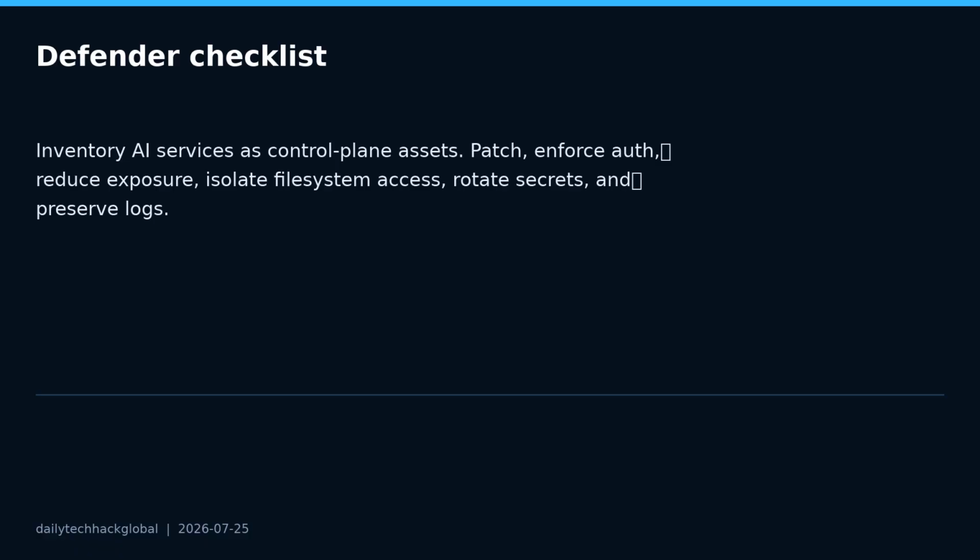AI and data tooling often connects files, tokens, search, plugins, notebooks, and cloud identity. Inventory them like production control plane assets, patch quickly, reduce public exposure, enforce authorization, isolate file systems, rotate secrets, and preserve evidence.